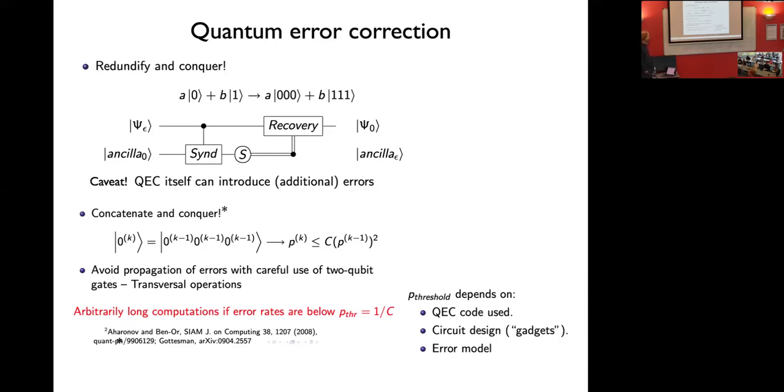And there are various ways to make the entire process fault tolerant so that you can enable arbitrarily long computation. Maybe the easiest understood is to use concatenation, where you replace physical zero with logical encoded zeros at many levels of concatenation. And then there's a threshold error below which you can do arbitrarily long computation. So, just a flash primer on quantum error correction. But just to note that the threshold that you get depends upon the code you're using, the circuit design, and the error model.